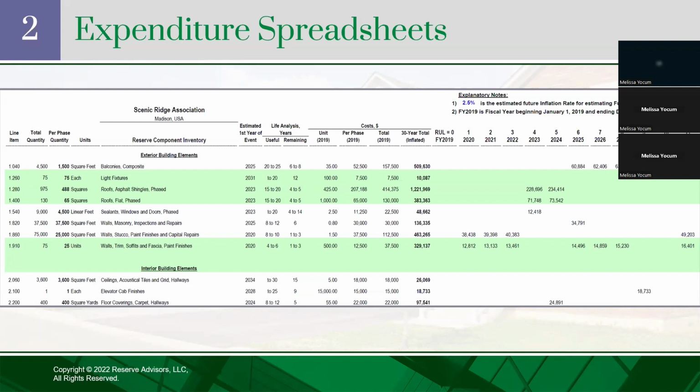Every component is going to have a useful life. So how often would we typically estimate for this project? Replacement every 20 years, or maybe 15 to 20 years. Every reserve study should have a condition assessment, where we're determining when you're going to need to do the project.